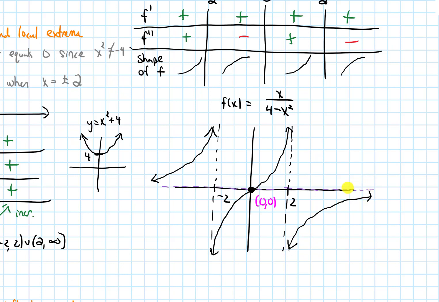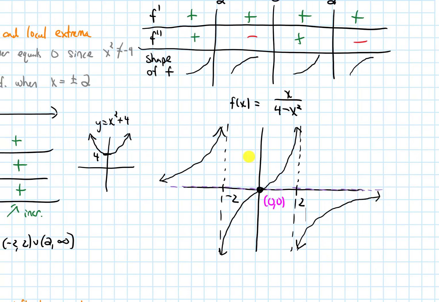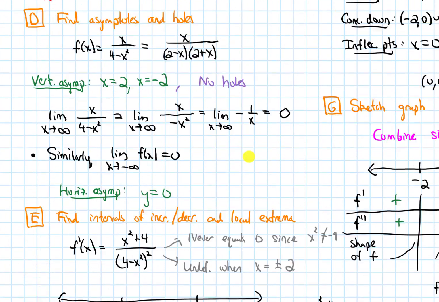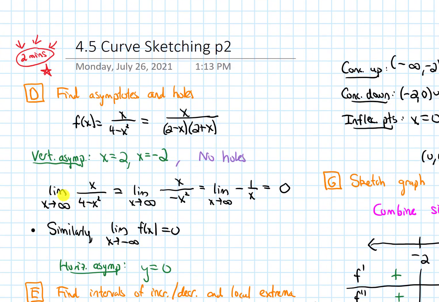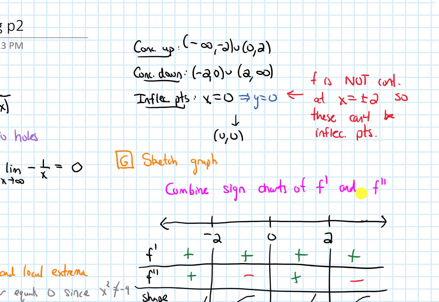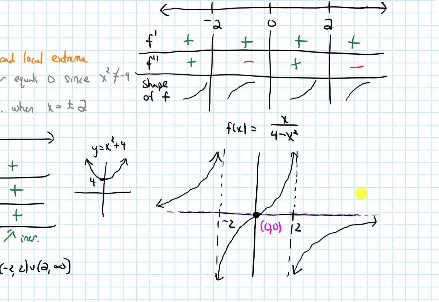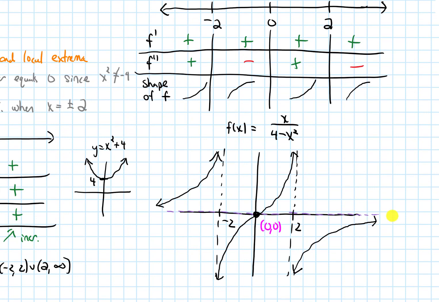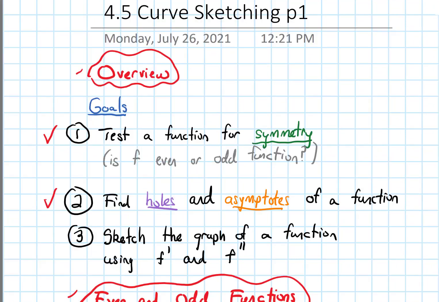And I know it's going to get close to the horizontal asymptote from this side also because we took the limit as x goes to positive infinity, and that one was also 0. Okay, so that indicates to me that it also gets close to that horizontal asymptote on this end. And that is my graph.